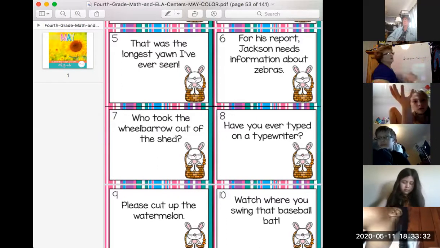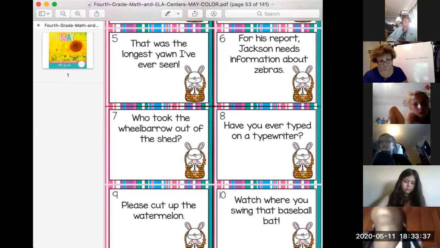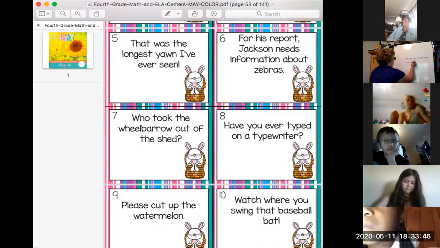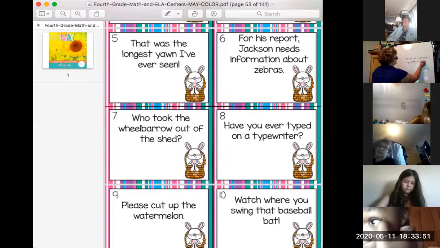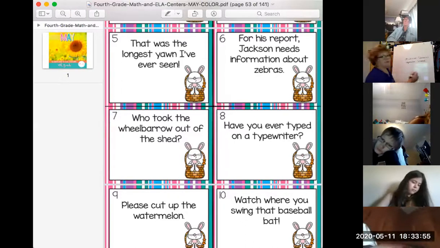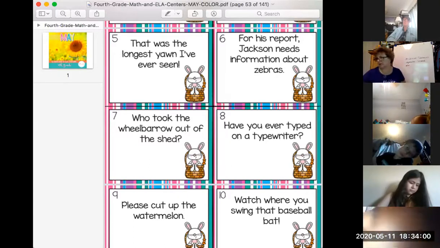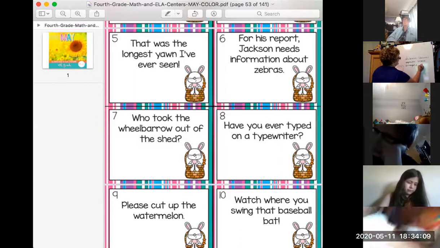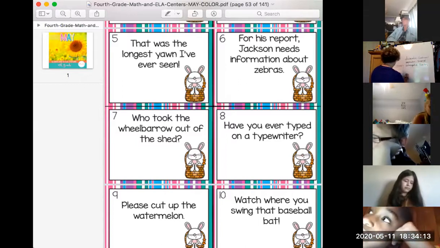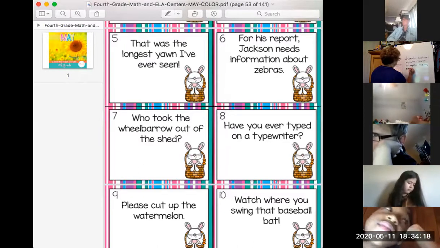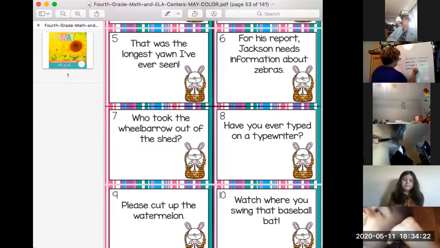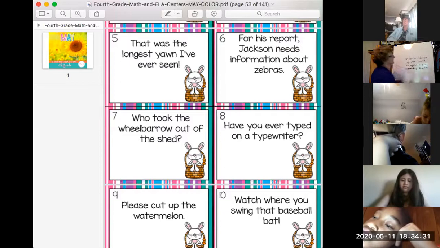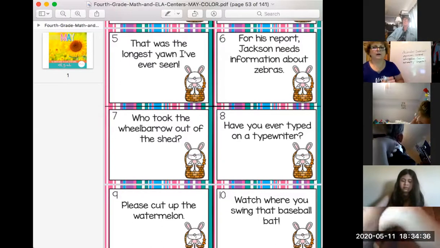I can't see that. You can't see that? It says declarative is a statement. Imperative is a demand. Make sure I spell it right. Interrogative is a question, and exclamatory is important. All right, can y'all see that? Those are your choices.